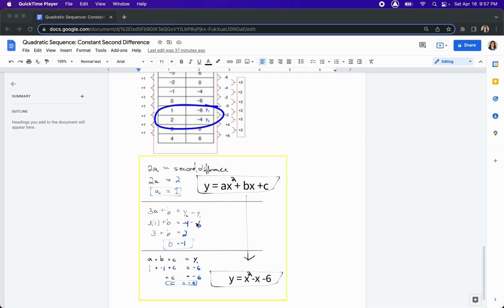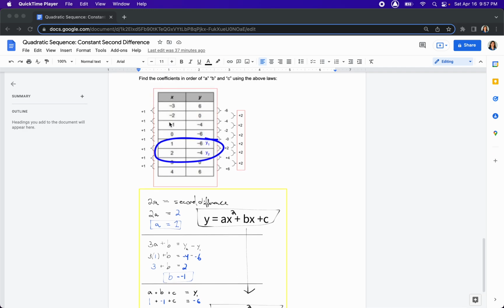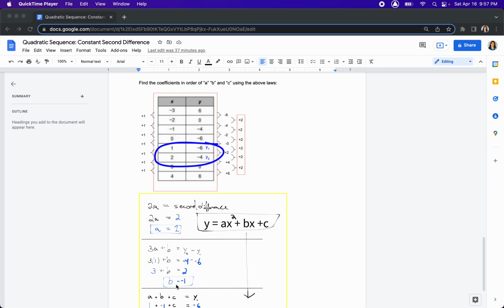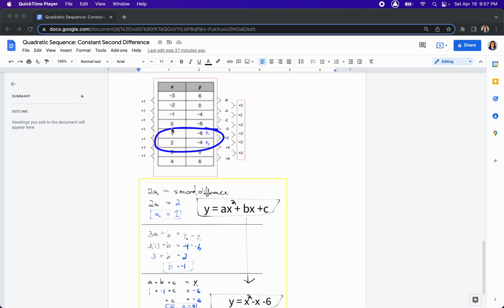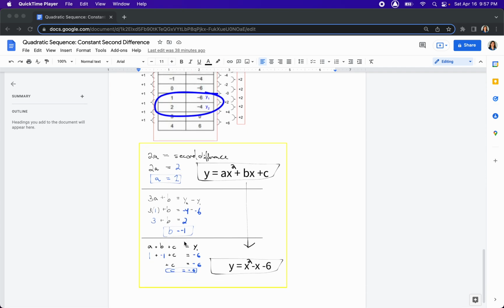As said before, my y2 value is going to be found on the table where x equals 2. In this case, that is negative 4. My y1 value is going to be found in the table where x equals 1, and that is negative 6. So I have 3 plus b equals negative 4 minus negative 6. That's a double negative, so it'll be negative 4 plus 6. And that gives me 3 plus b equals 2. I'll have to subtract the 3 on both sides to get b by itself, and that gives me b equals negative 1.